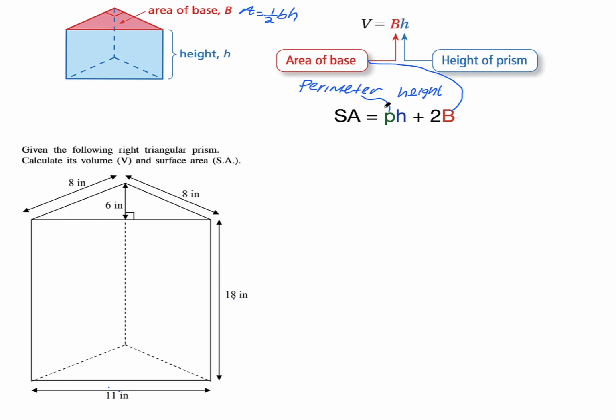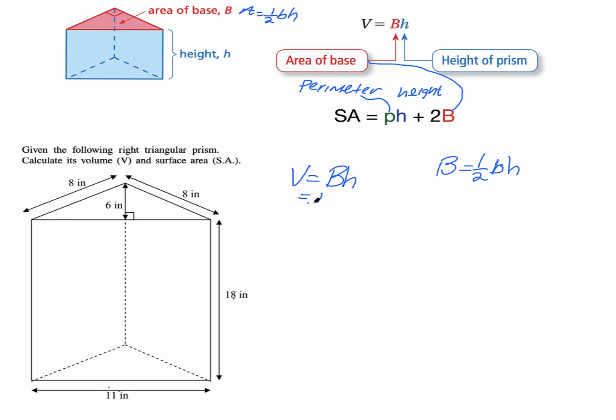Now let's find the volume and surface area of a prism. In my question here, it says, given the following right triangular prism, calculate volume V and surface area SA. So we'll start with the volume. Volume is B times H. Remember that big B means you find the area of the base, and our base is a triangle, so it will be half times base times height.